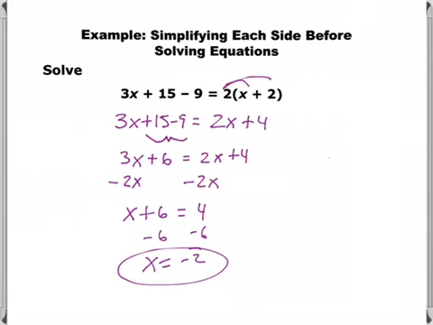In example 2, you have to distribute the 2 on the right side of the equation, but at the same time, you have to make sure that you're combining the like terms of 15 and negative 9 on the left before you can start solving for x. So what you should end up with is 3x plus 6 equals 2x plus 4. Then you can start solving for x by subtracting 2x from both sides, followed by subtracting 6 from both sides, which results in x equaling negative 2.